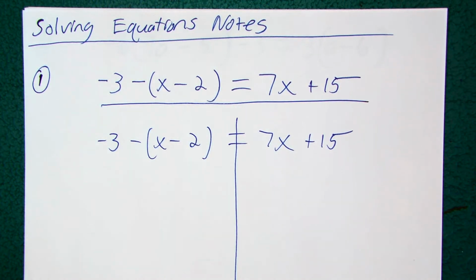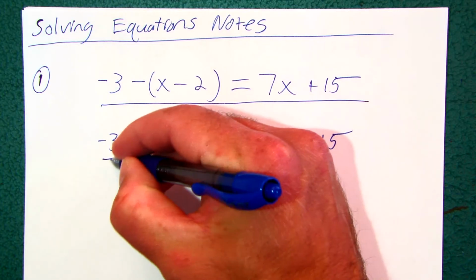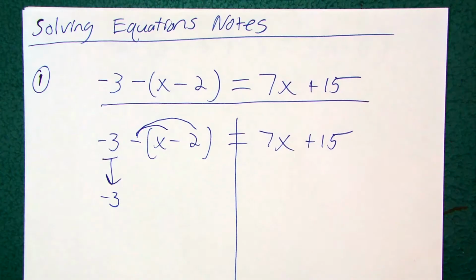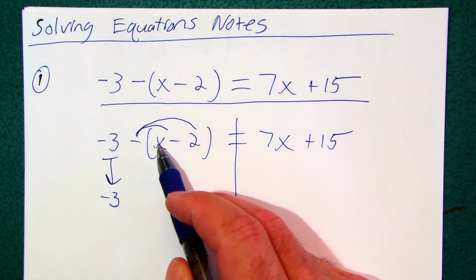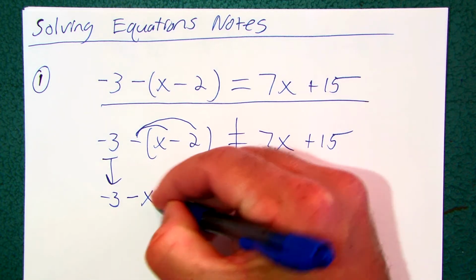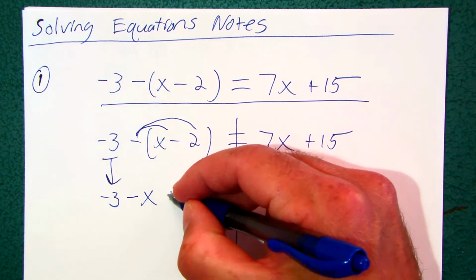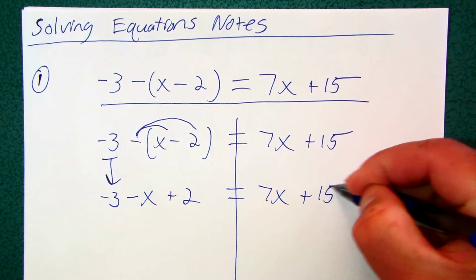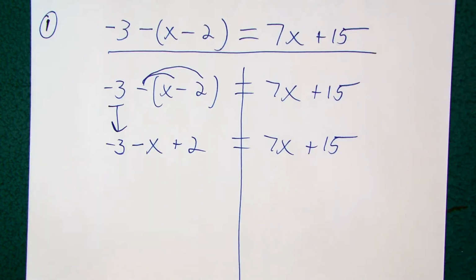So first thing we want to do is get rid of any parentheses. Okay, parentheses are not our friend when we're working on solving equations, so get rid of them right away. This -3 is not affected by these parentheses at all. We're basically distributing a -1 to both those terms. So -1 times positive x there is going to be -1x. -1 times -2 is going to be +2.